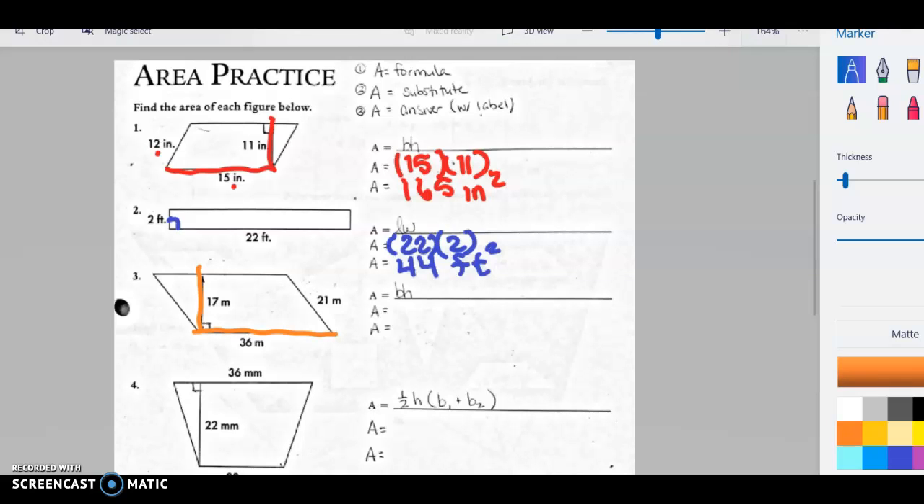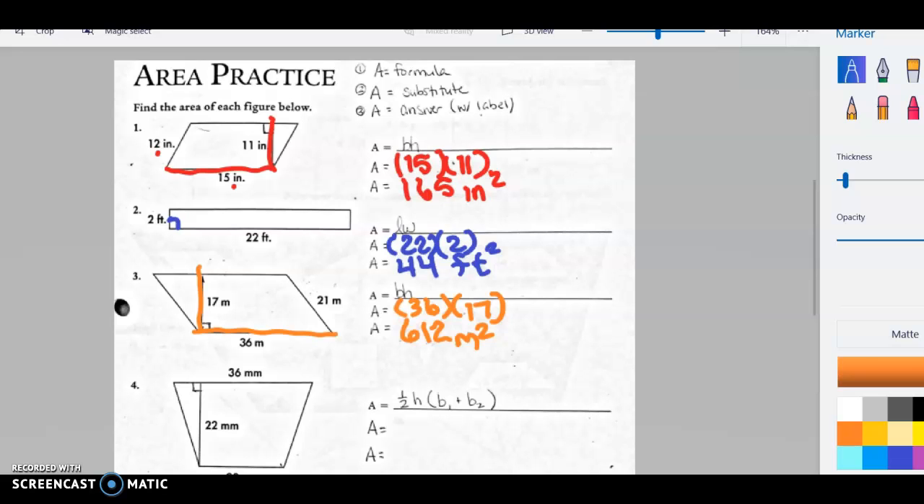So number 3 is another parallelogram, and again, you need to multiply the base times the height, and the base is 36 and the height is 17. So that's how you would find the area of that parallelogram. Put your answer in and then check your answer. So the answer I had was 612 meters squared.